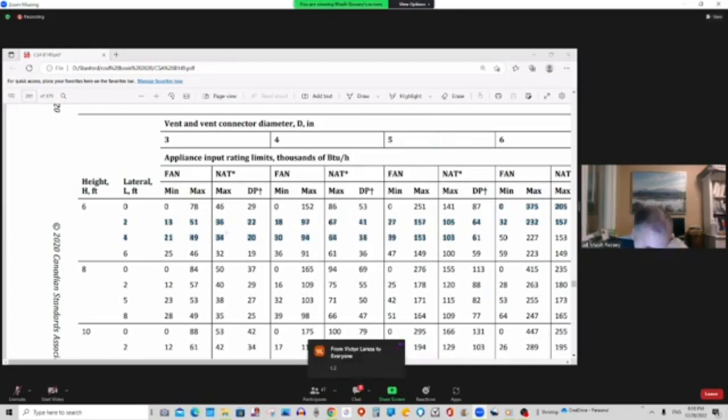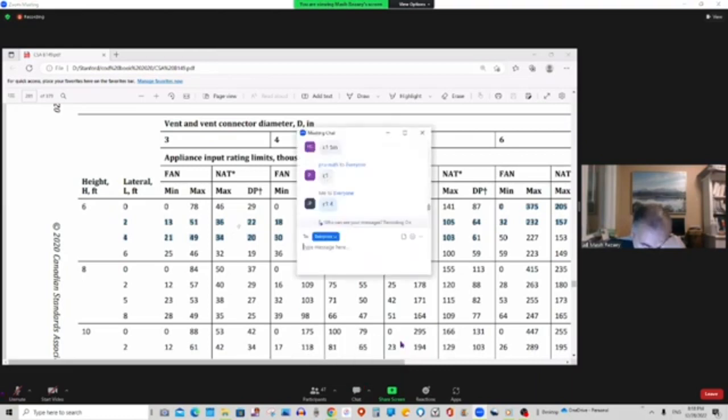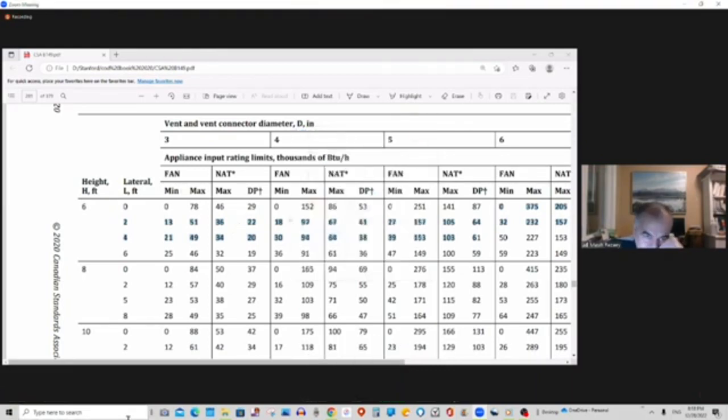We have fan assisted appliance 120, B vent, B connector. When we say B vent, B connector, one appliance, so table C1. Single appliance, B vent, B connector, table C1. Okay? Then 10 is the H and 2 is the lateral. I put my ruler in front of these two, 10 and 2.